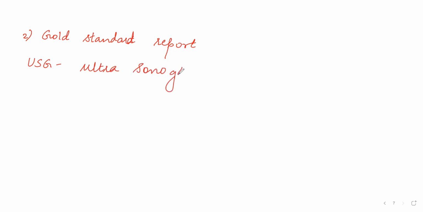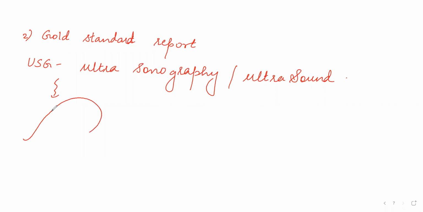Now, along with this, one gold standard report is USG, that is ultrasonography, which is also called ultrasound. In this ultrasonography or ultrasound, the treating radiologist will find that inside the ovary there are many immature follicles. See, this is how this will look.